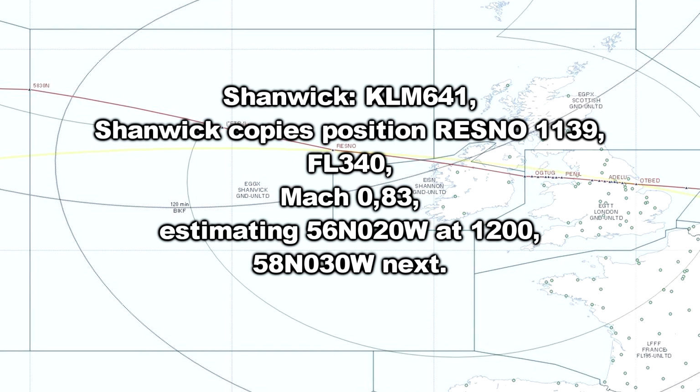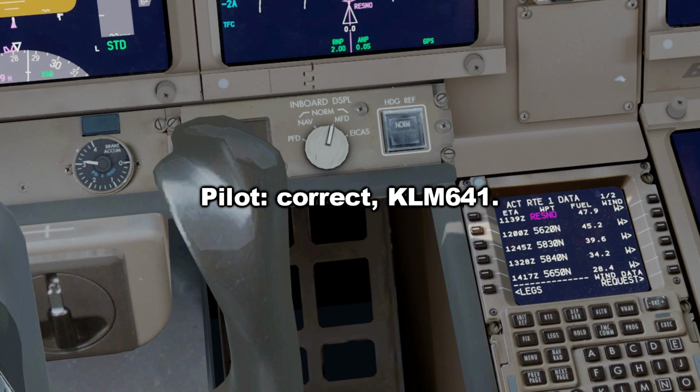KLM 641, Shanwick copies position Resno at 1139, flight level 340, Mach decimal 83. Estimating 56 north 20 west at 1200, 58 north 30 west next. Correct, KLM 641.